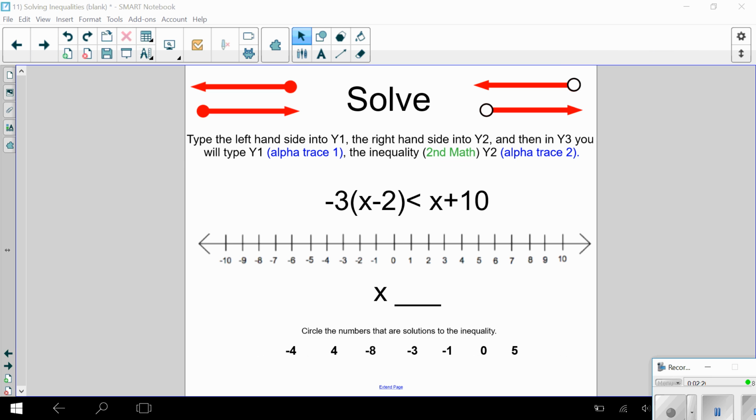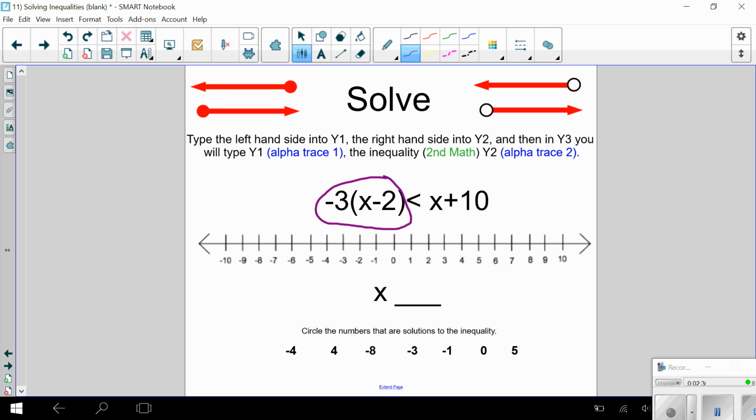Now let's look at actually solving the inequality. We're going to treat this just like we solved solving equations, such that the left-hand side is going to go in y1 and the right-hand side is going to go in y2. The big difference is now we're going to use y3. In y3, we're going to put y1 is less than y2. So let's look at how this would look.